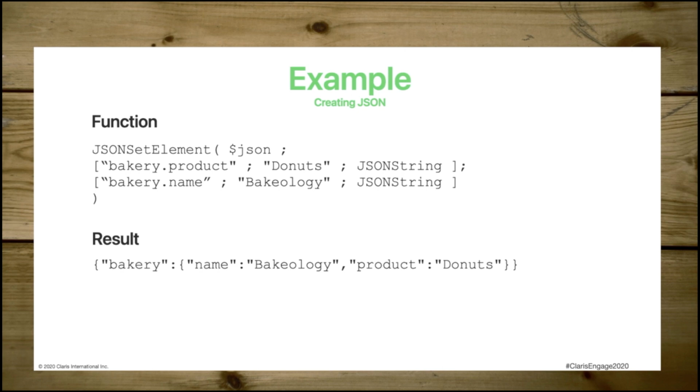When we look at the result, we have our object with the name bakery, and then the value that's associated with it is another object with the name value pairs of name, Bakeology, product, and donuts. So that's how we nest one object within another object.